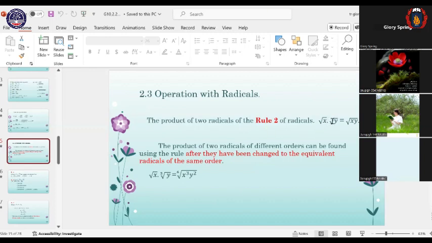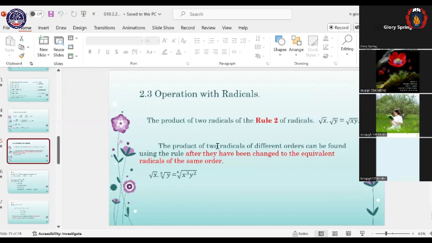Square root of x into square root of y is equal to square root of x y. The product of two radicals of different order can be found using the rule. The solution for all of it, how you like that.